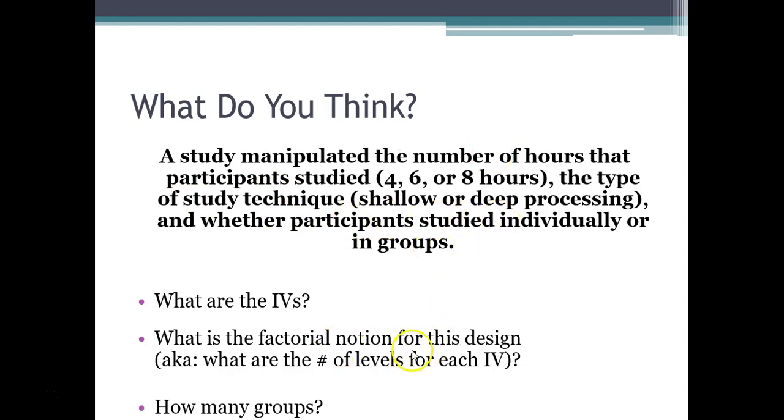And what's the factorial notation? Well, our first independent variable, number of hours, has 3 levels, so that's a 3 by 2 by 2. How many groups? You would multiply that together. 3 times 2 is 6, times 2 is 12.